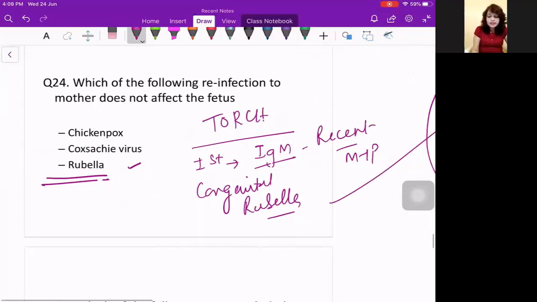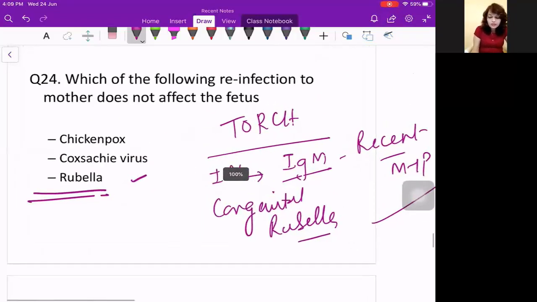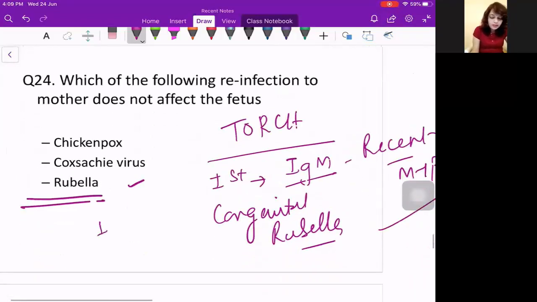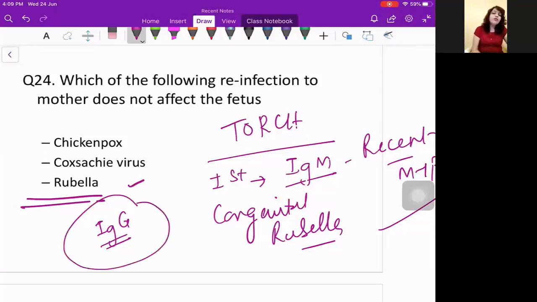Once she gets an infection, later on from IgM there will be formation of IgG antibodies, which can cross the placenta. So in the next pregnancy, if she gets a rubella infection again, there are already protective IgG antibodies present, which will traverse the placenta and give protection. So I would mark the answer as rubella.